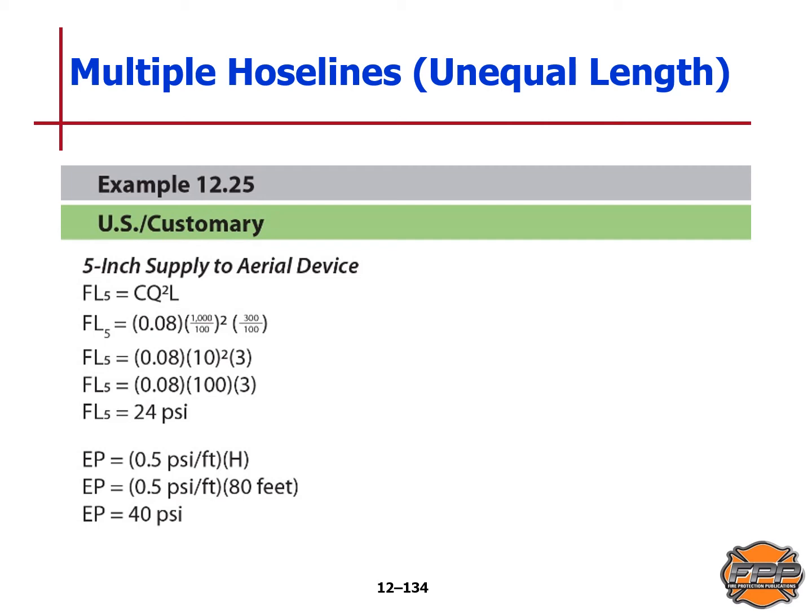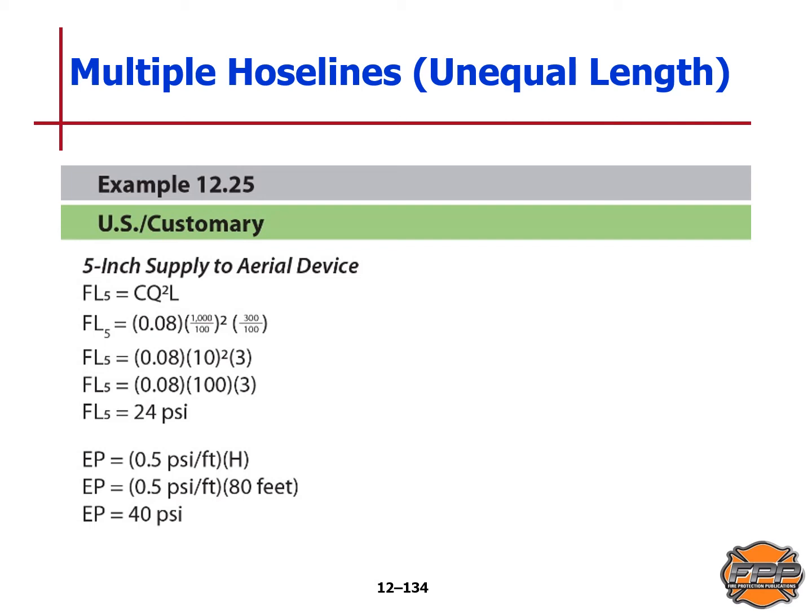Friction loss 5 equals 0.08, and that's the coefficient from our table, times 1,000 divided by 100, that's our flow, squared, times 300 divided by 100, that's hose length divided by 100. So we take our friction loss 5 and work out the math. 0.08 times 10 squared times 3, and friction loss 5 equals 0.08 times 100 times 3, which gives us a friction loss 5 of 24 psi.